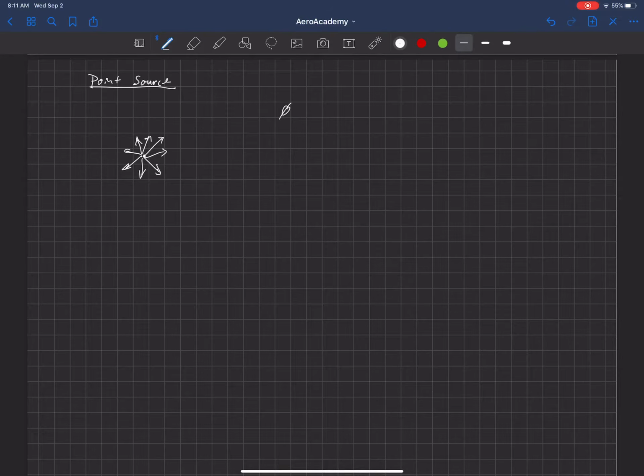And the way we write that is the velocity potential phi as a function of r, theta, and we'll write this in spherical coordinates, is equal to minus q over 4 pi r, where q is the source strength, and it's also the volume flow rate.